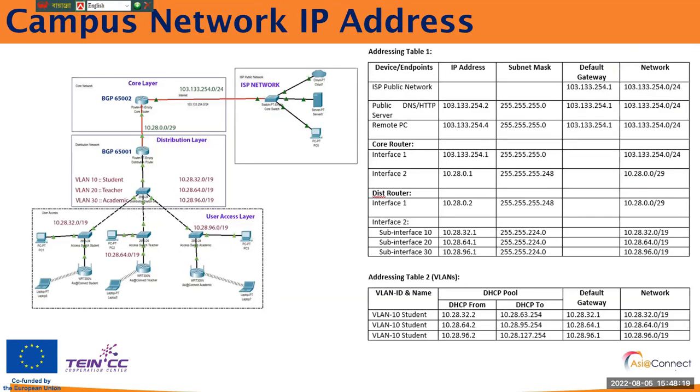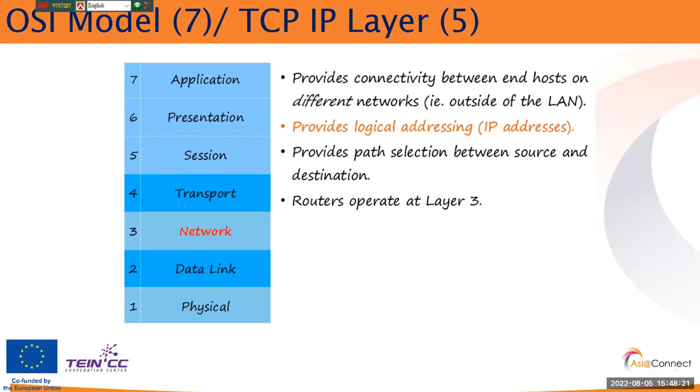So I start from the beginning, the OSI layer. We already know the 7 OSI layers and the 5 TCP layers. Different layers have different functions, but our target is logical addressing or IP addressing. Logical addressing and IP addressing are the responsibility of the network layer. Basically, the network layer provides connectivity between the end hosts, that means our laptop or desktop as a client, and different networks outside of the LAN.